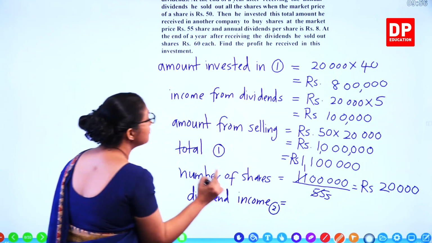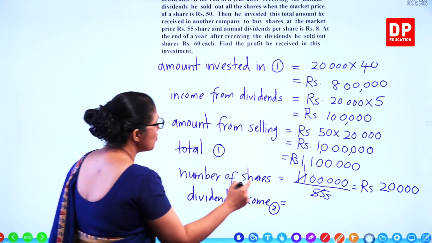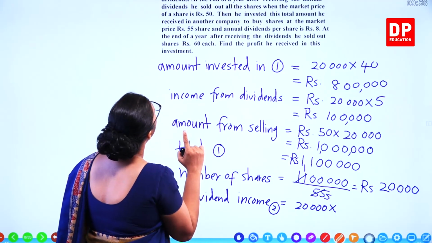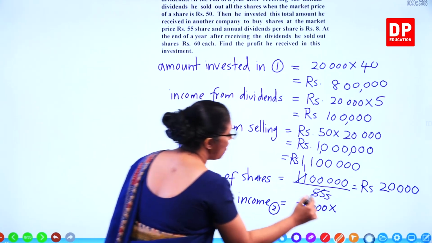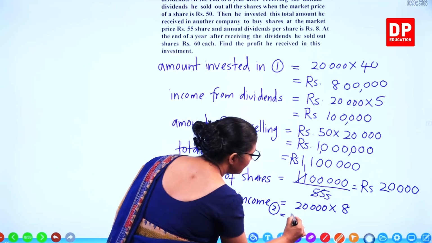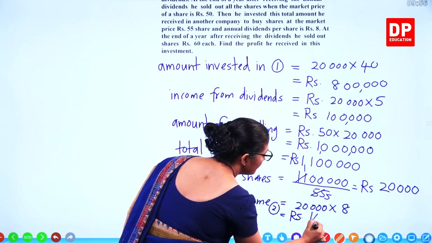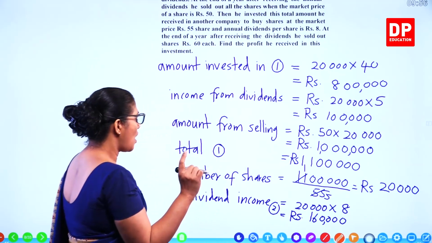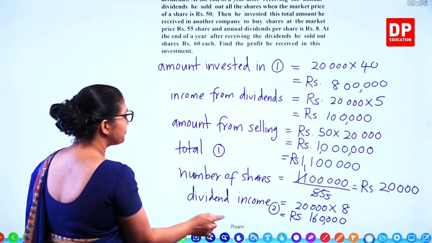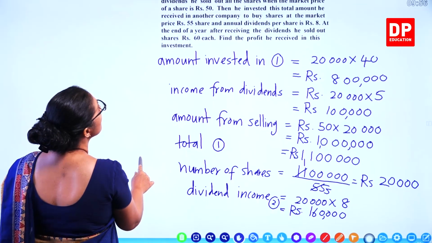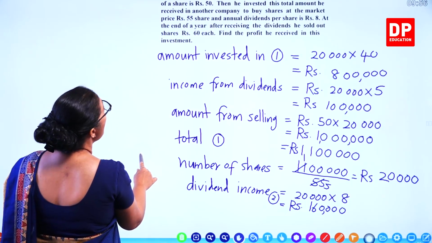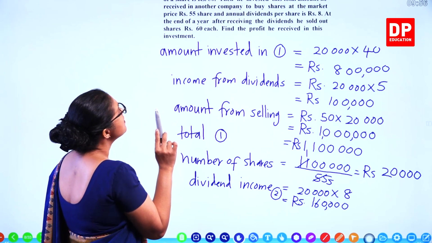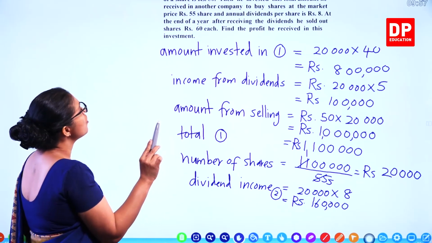From the second company, 20,000 shares each, how much? 8 rupees. 160,000 rupees. So that's the amount. And then at the end of the year, after receiving the dividends, he sold out the shares.